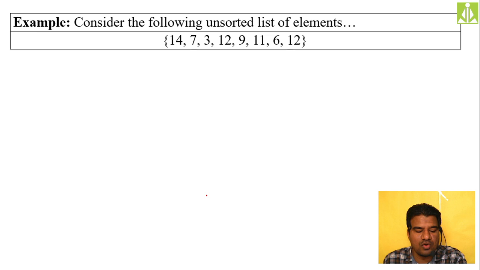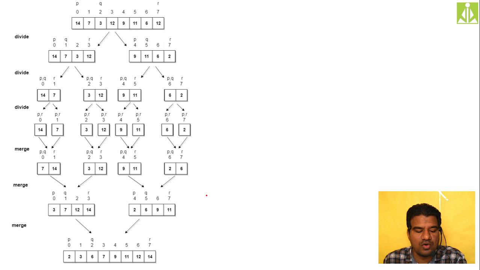So over here we have 14, 7, 3, 12, 9, 11, 6, 2. How many elements do we have? Around 3 plus 3 plus 2, 8 elements in my unsorted list. The font size is a bit small over here, so you need to pay somewhat more attention. What we have done is divided the big list into two subpartitions: 14, 7, 3, 12 and 9, 11, 6, 2.